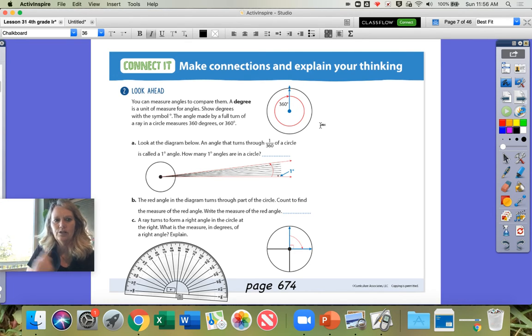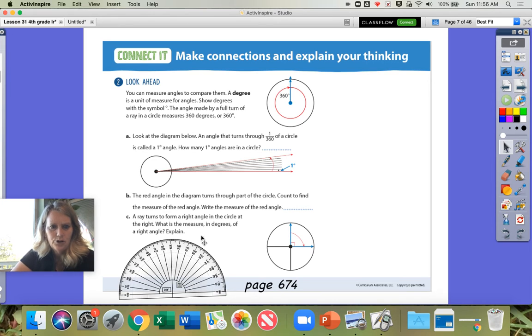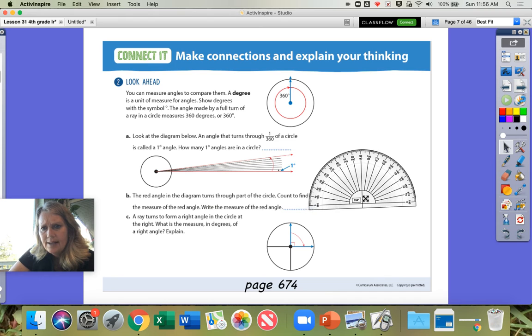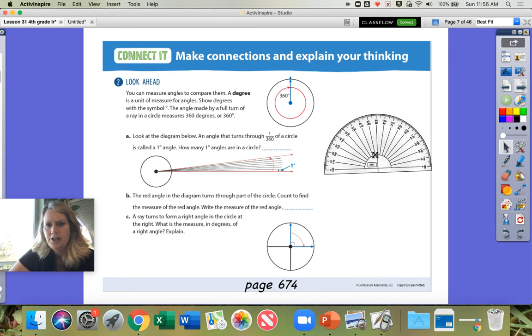So a complete circle is 360 degrees, which you can see in this picture here, right? Look at the diagram below. An angle that turns 1/360 of a circle is called a 1 degree angle. So you can see right here, a little tiny measurement. You can also see it in my handy dandy protractor, and you have a circle protractor too, so this would be a good time to pull that out and look at that. So this is half a circle, so this measures 180 degrees.